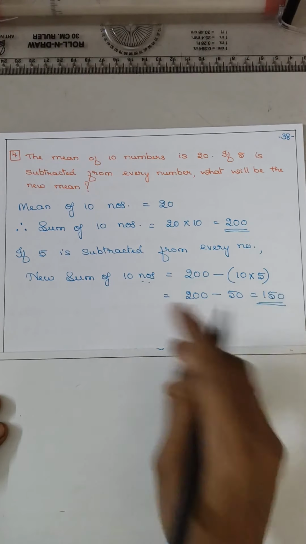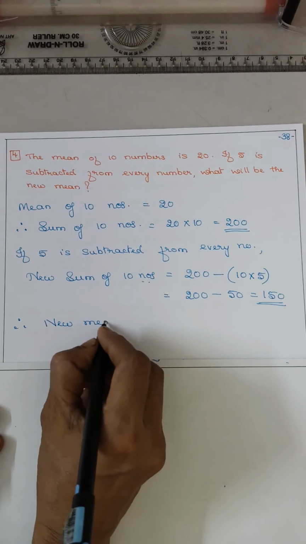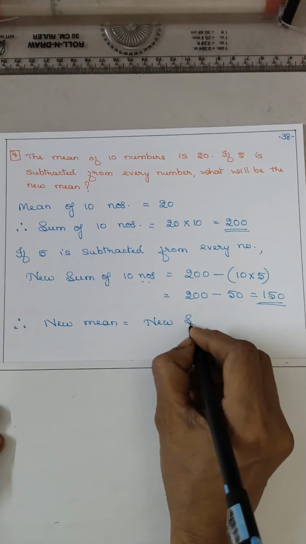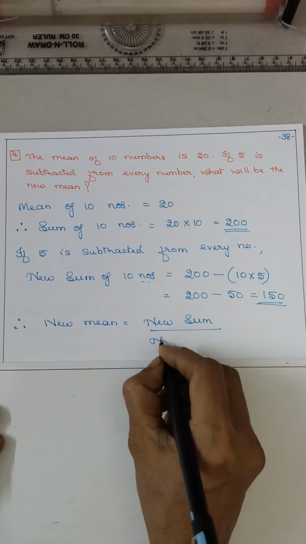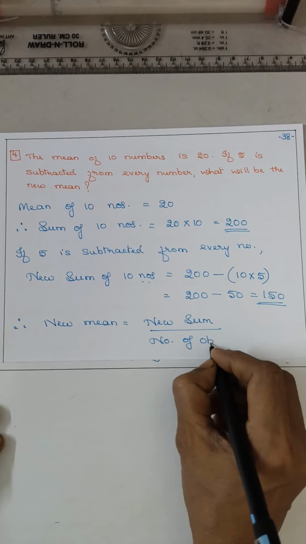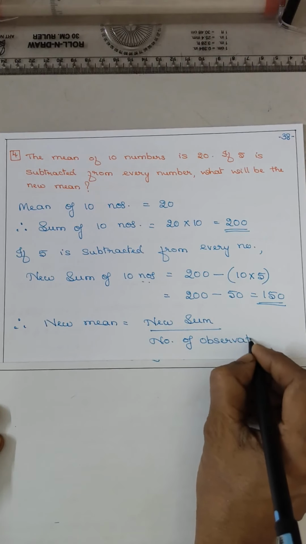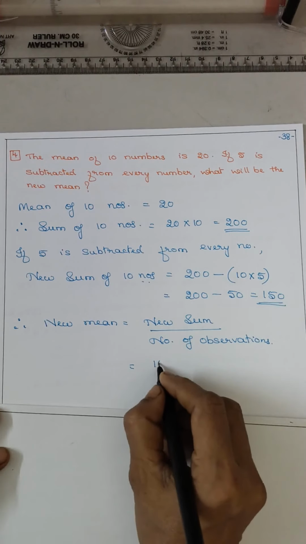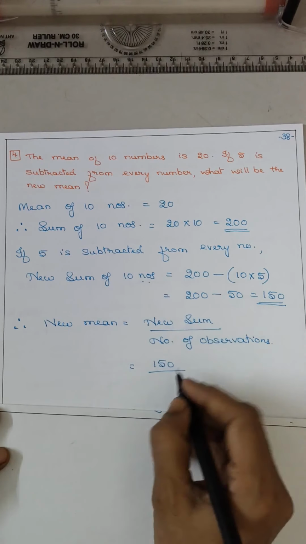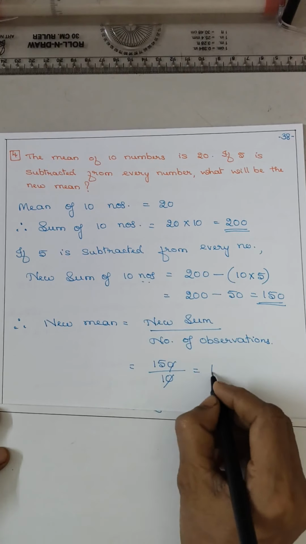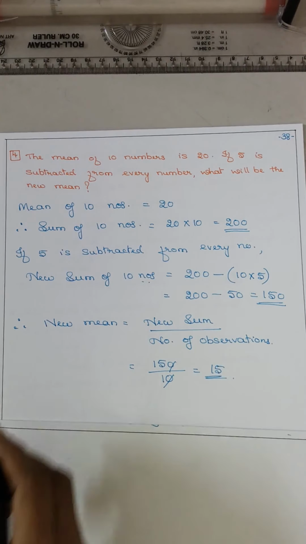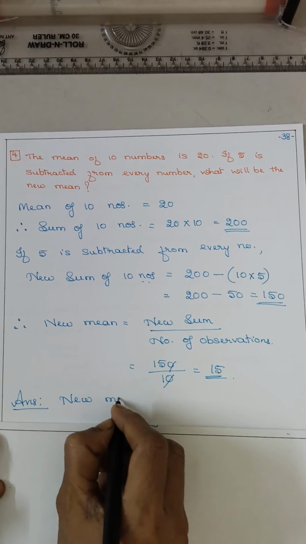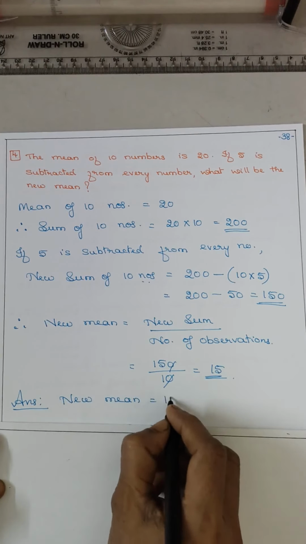Therefore the new mean is equal to new sum upon number of observations. Number of observations change नहीं होगा, है ना. So the new sum is 150 and the number of observations is 10. 0 0 cut, the answer is 15. So the answer: new mean is equal to 15.